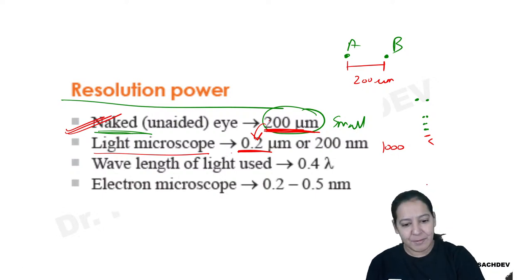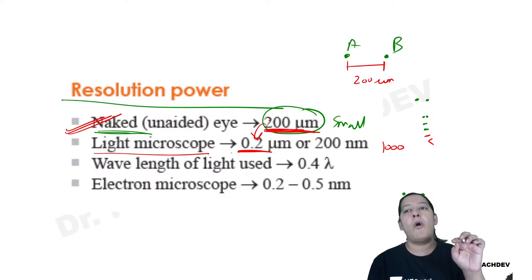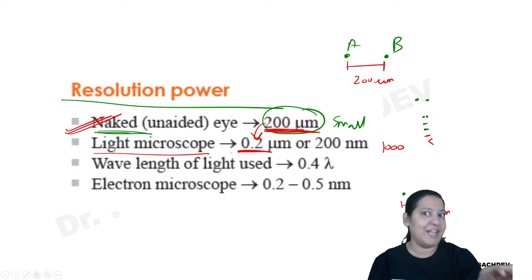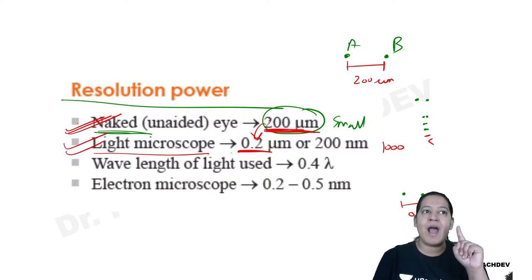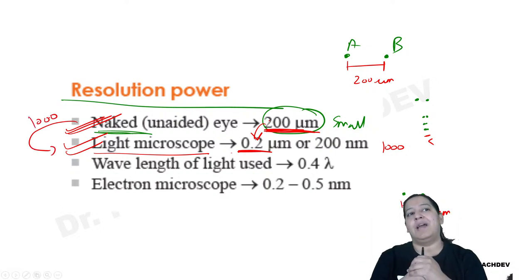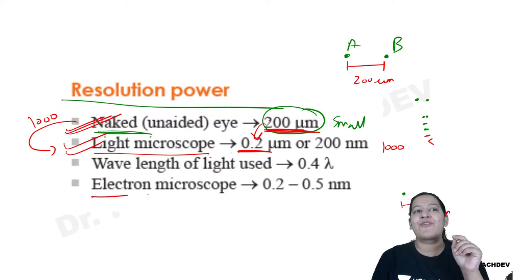So now the distance between the two points, 200 nahi, we require only 0.2. 0.2 micrometer bhi agar ye ek dusre se dur honge, we can see them separately by using a light microscope. So light microscope ne unaided eye ko 1000 times better kar diya. 1000 times increase kar diya resolution. Have you got it? What about electron microscope?